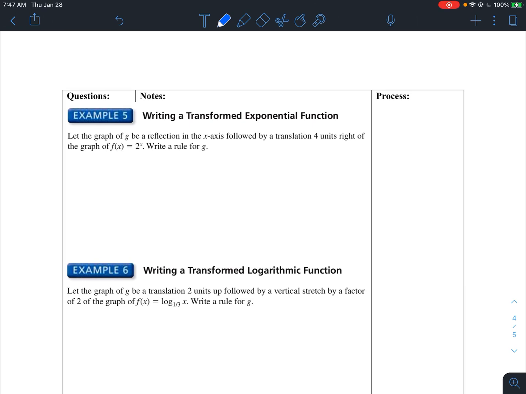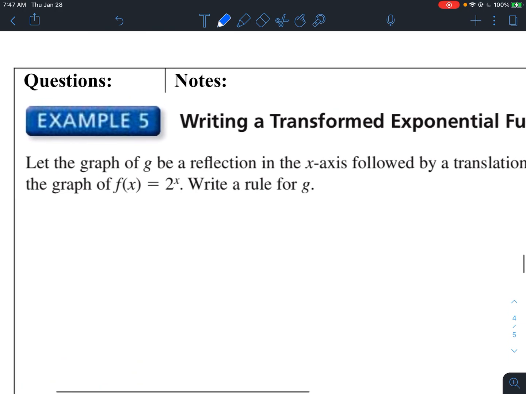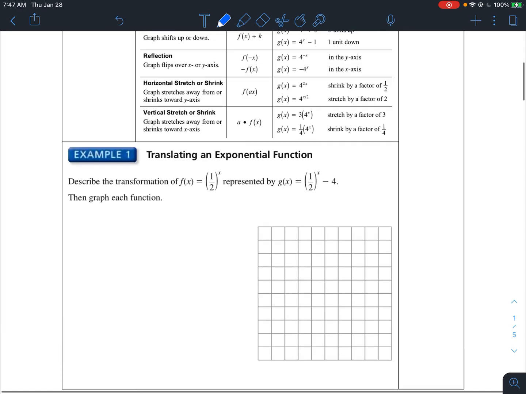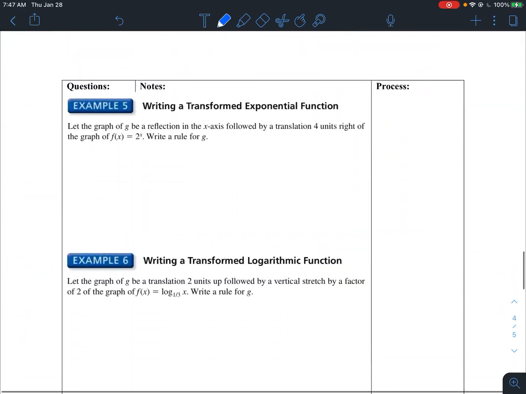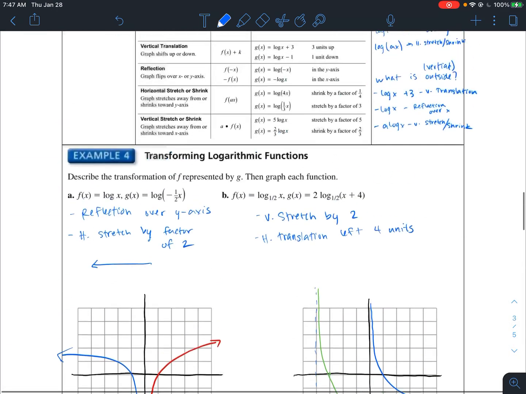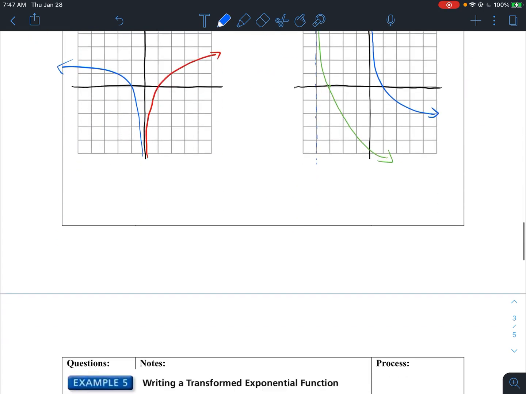So we're talking about exponential functions, not logarithmic functions. Let the graph g be a reflection in the x-axis followed by a translation 4 units right of the graph f of x is equal to 2^x. My suggestion here is to use the sheets that we have up here when doing these types of problems. So for example, I'm going to list the transformations using the notation column first. I'm only going to be looking at the notation column.